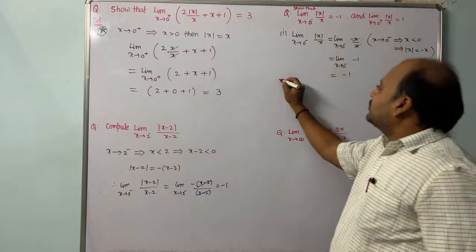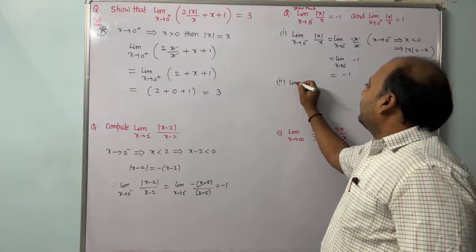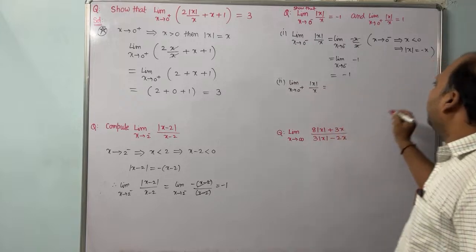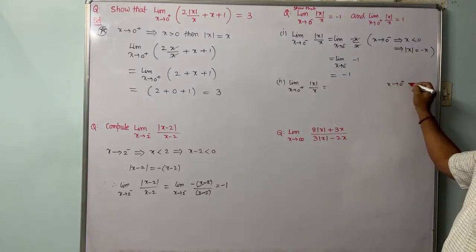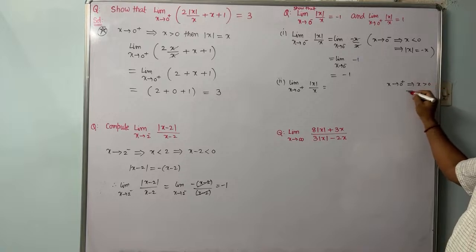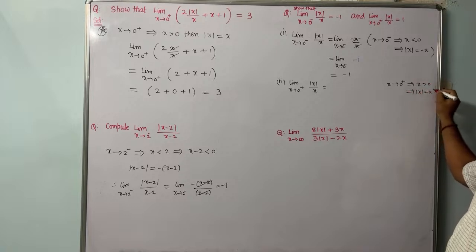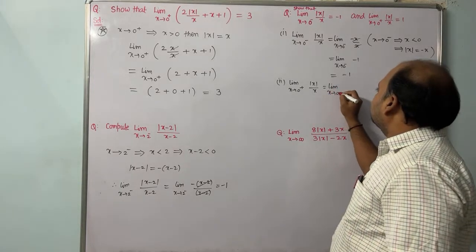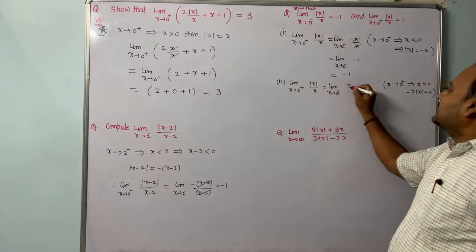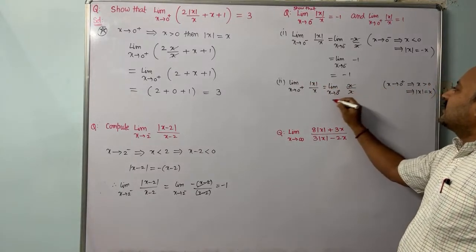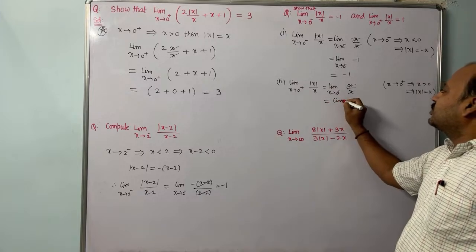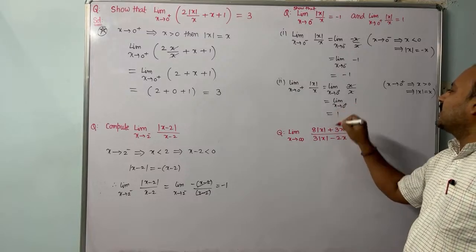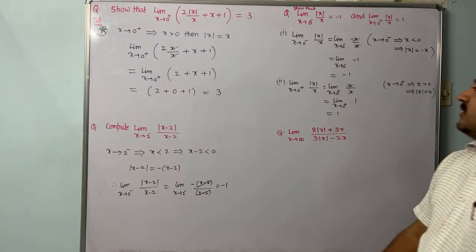Come to the next question. Question number 2: limit x tends to 0 plus of mod x by x. X tends to 0 plus implies x is greater than 0. When x is greater than 0, mod x equals x. So limit x tends to 0 plus, mod x becomes x divided by x, x gets cancelled. Limit x tends to 0 plus of 1. Limit of a constant is constant. So we proved both the results.